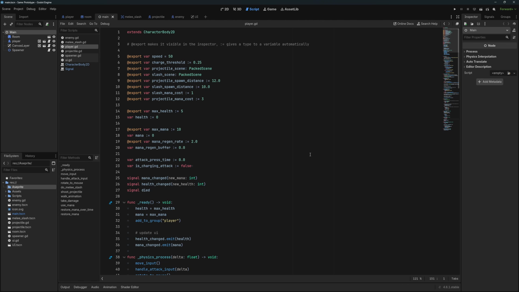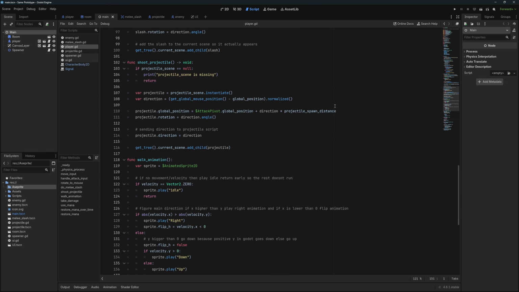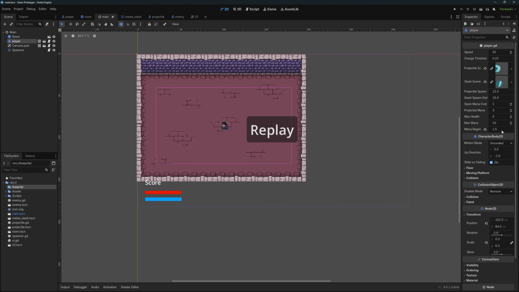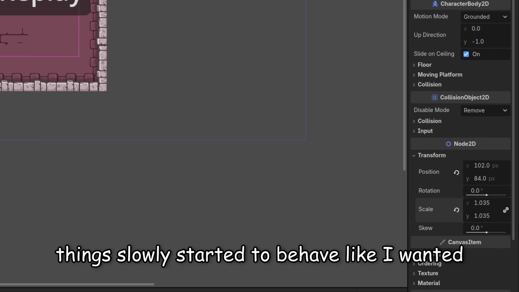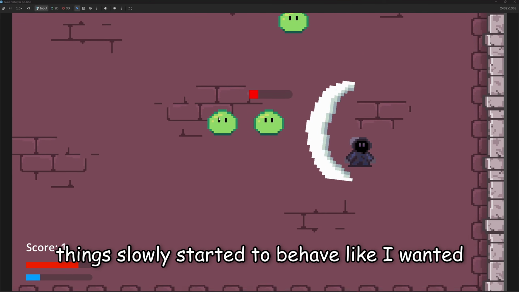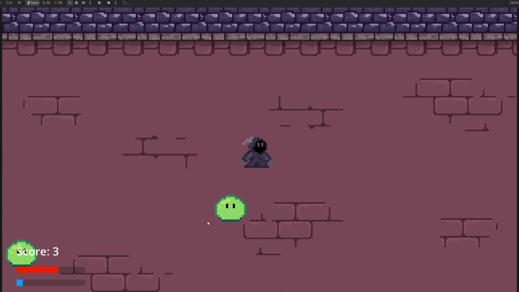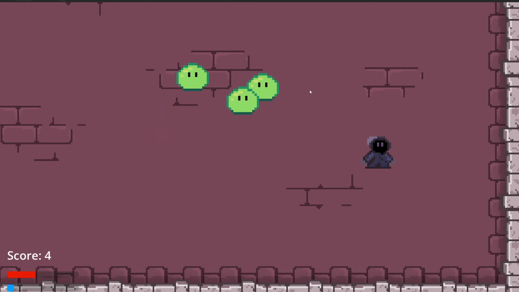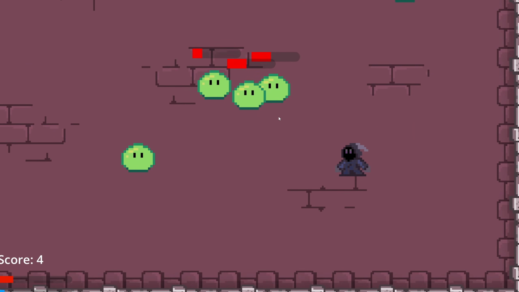Most of the time, it wasn't clear what was actually causing the problem, so I ended up just trying different things. I was brute forcing, changing small parts and seeing what worked. But over time, things slowly started to behave the way I wanted. What surprised me the most is that I didn't use the documentation as much as I expected. A lot of the time I was just trying random things until it worked.